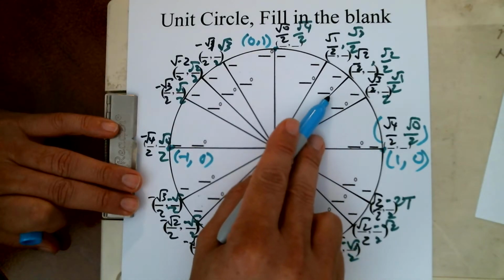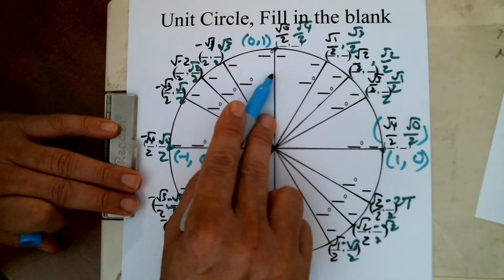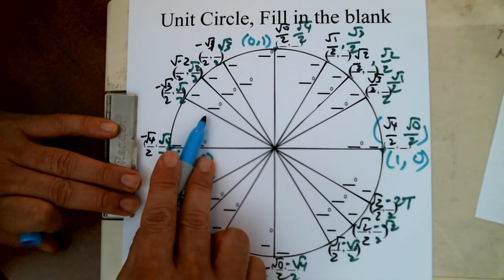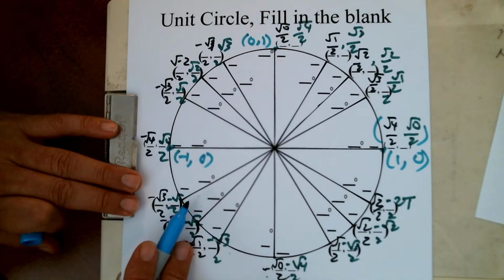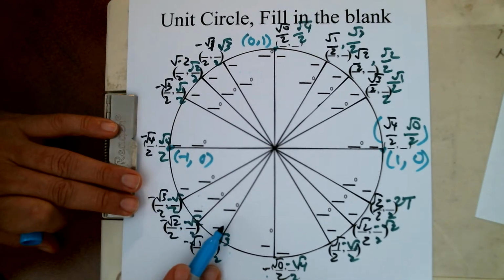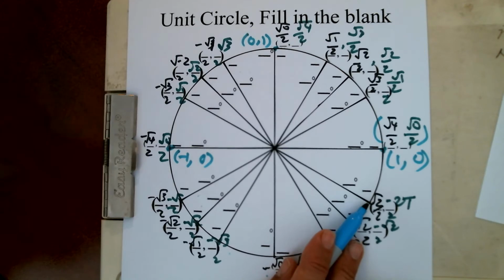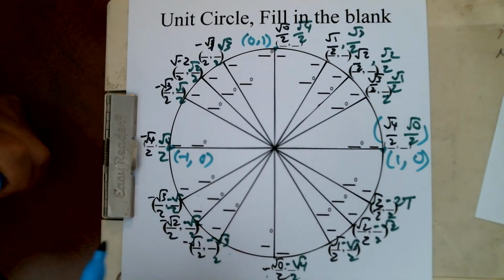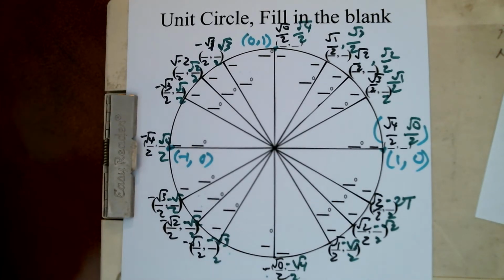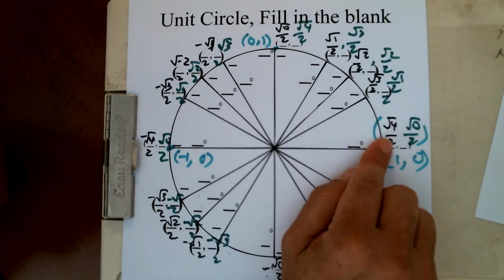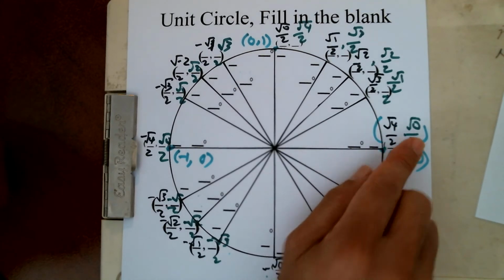All 30, 45, 60, 90. And then 120, 135, 150, 180, 210, 225, 240, 270, 300, 315, 330, and obviously 360. Got it? Cosine is your x direction, sine is your y direction.